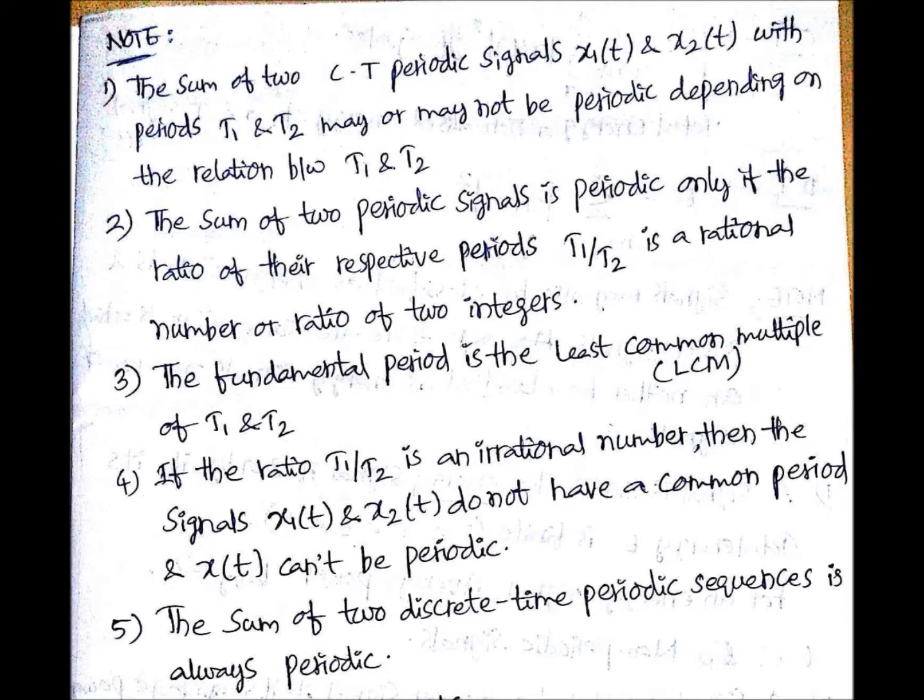Then, the sum of two discrete time periodic sequences is always periodic. Wow, this is very nice, right? The sum of two discrete time periodic sequences is always periodic, whereas it is not so if those two periodic signals are of continuous time.